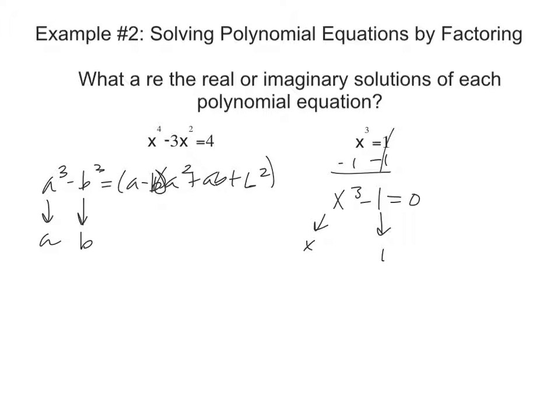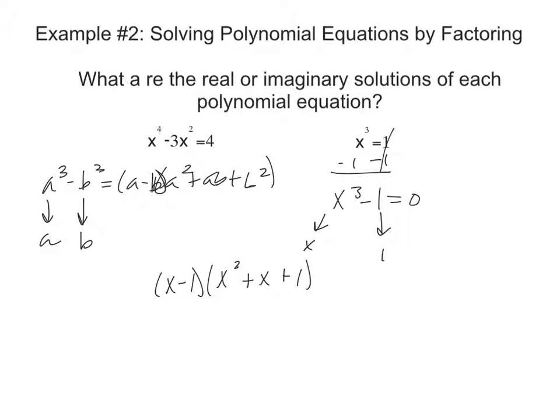And so since this is a difference, subtraction, we will just follow this formula. So our answer will be x minus 1, for a minus b, times a squared, which would be x, so that becomes x squared, plus ab, so that just becomes x, plus b squared becomes 1, because that's 1 squared.